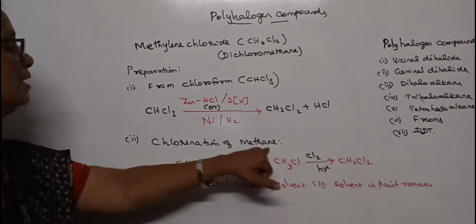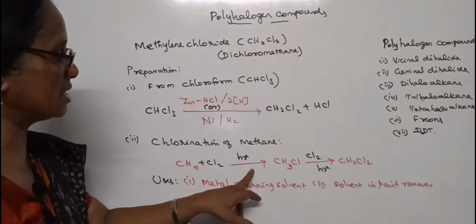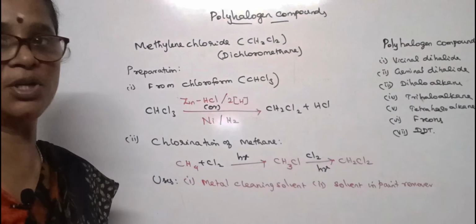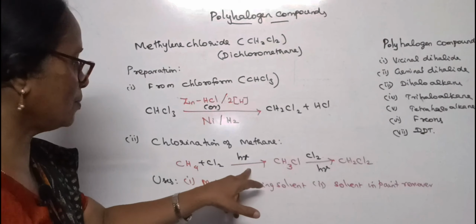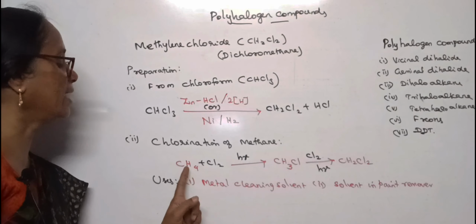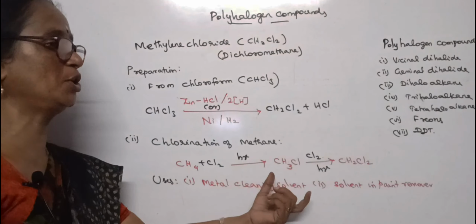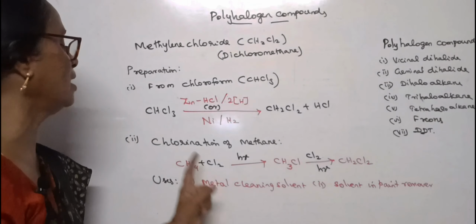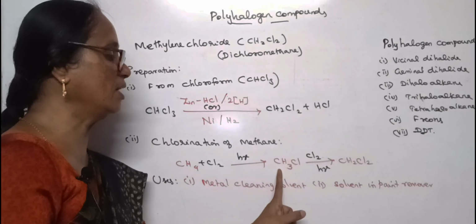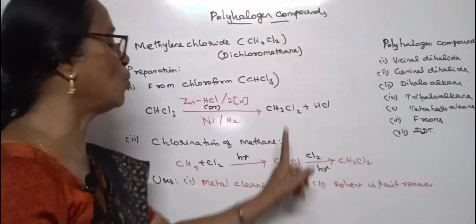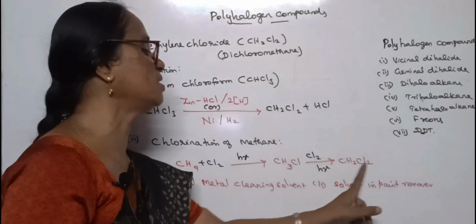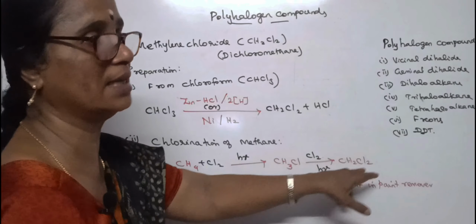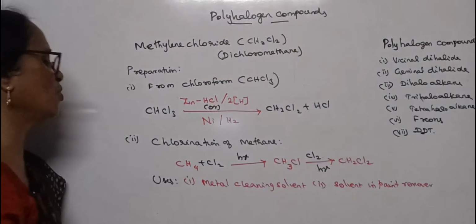Similarly, methane can be chlorinated in presence of sunlight, which we have studied already. It follows a free radical substitution reaction. So in presence of sunlight, each hydrogen atom of methane can be substituted by halogen. But here we need to prepare dichloromethane. So first of all, methane is converted into chloromethane, from which one more hydrogen is removed, and hence we are getting dichloromethane, or methylene chloride.